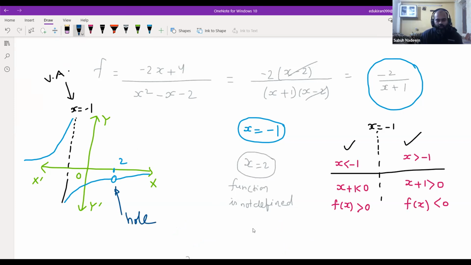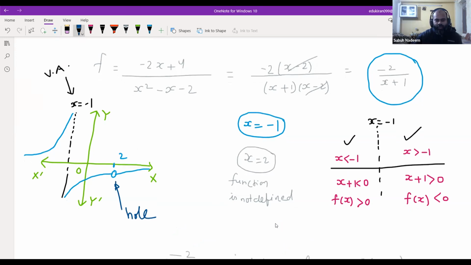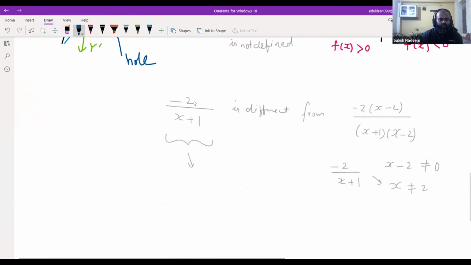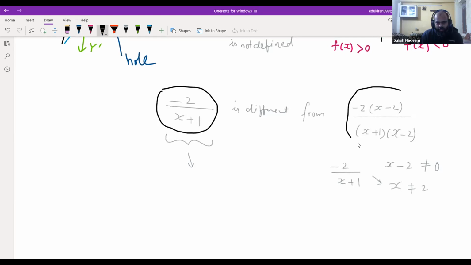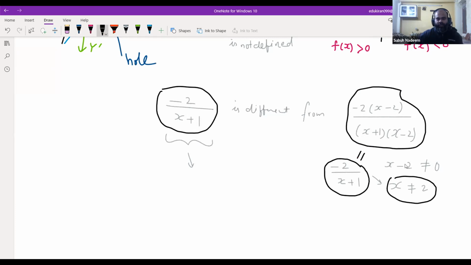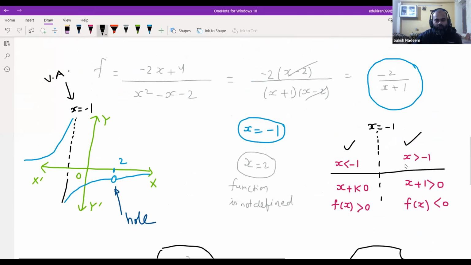At 2, it is not defined, because there is a difference between these two things that you have to understand. There is a difference between minus 2 by x plus 1 and minus 2 into x minus 2 by x plus 1 into x minus 1. Though x minus 2 is getting cancelled here, it can be cancelled only if x is not equal to 2. Then only you can write it like this. That means at x equal to 2, it is not defined. So this whole thing you have to write.